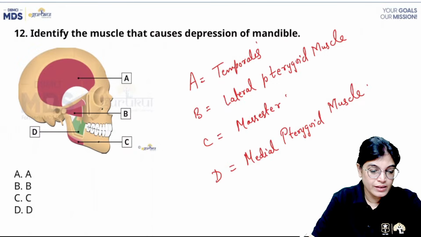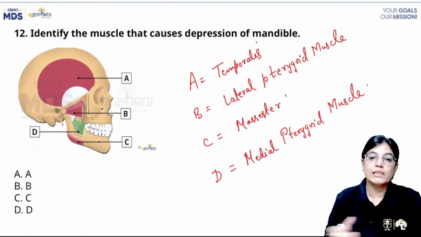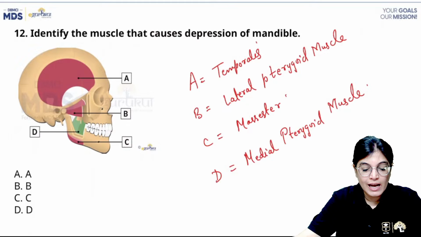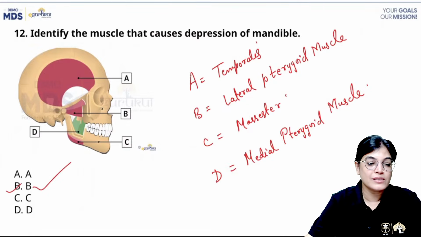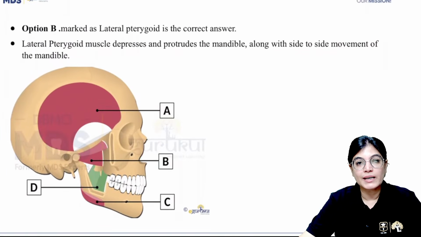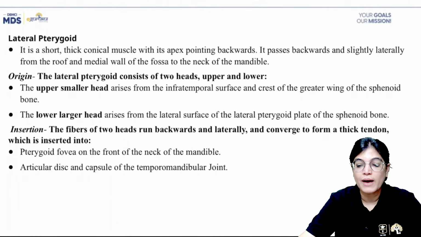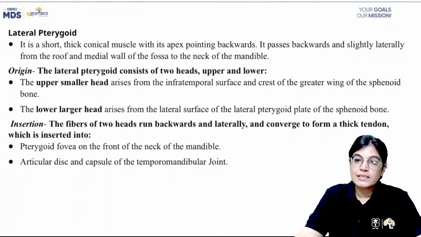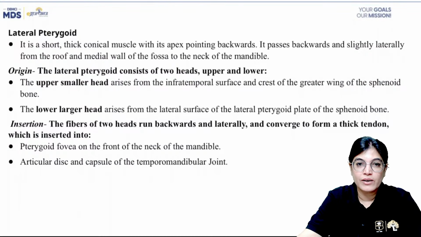So we know only lateral pterygoid is the muscle which has the action of opening the mouth, that is depression of mandible. So that is the correct one, and we will go with B as the right answer, that is lateral pterygoid muscle. Among the primary muscles of mastication, lateral pterygoid is the one muscle which is opening the mouth and depressing the mandible.